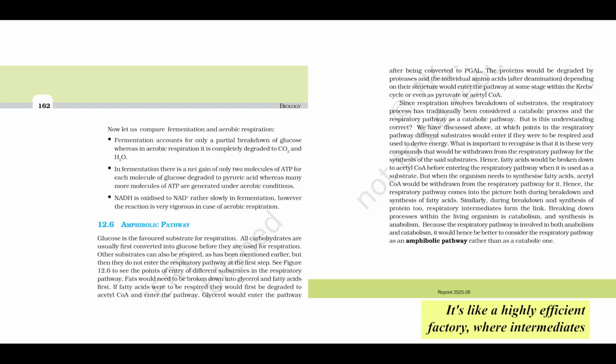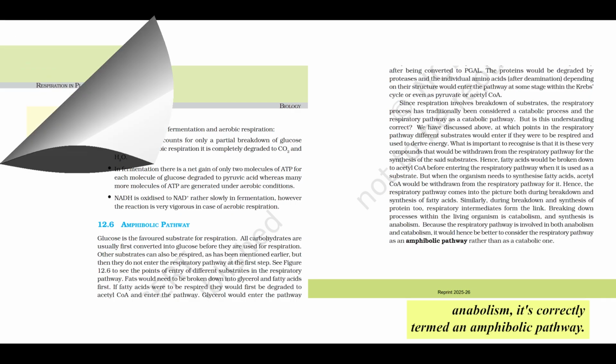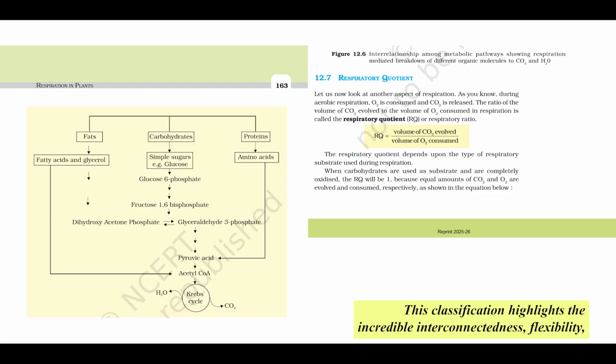Precisely. It's like a highly efficient factory where intermediates from one line become raw materials for another. For example, if the organism needs to synthesize fatty acids, acetyl-CoA would be withdrawn from the respiratory pathway. Similarly, respiratory intermediates like pyruvate and Krebs cycle intermediates are crucial starting points for synthesizing amino acids and thus proteins. Since the respiratory pathway is actively involved in both breakdown, catabolism, and synthesis, anabolism, it's correctly termed an amphibolic pathway. This classification highlights the incredible interconnectedness, flexibility, and resourcefulness of metabolic pathways within a cell. Respiration isn't just destructive, it's also fundamentally constructive.